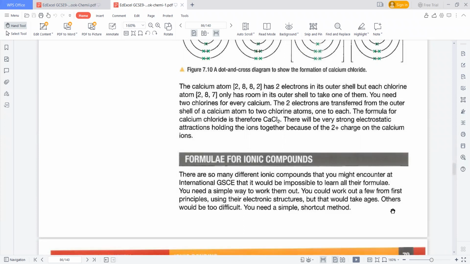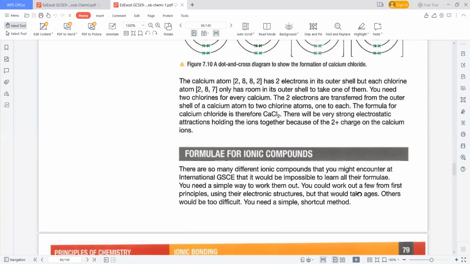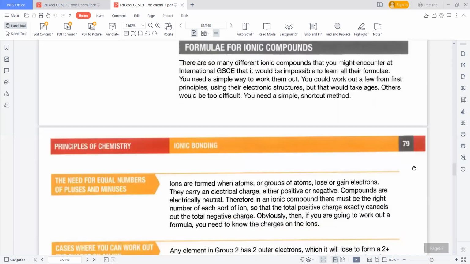Each chlorine is accepting one electron. So the ratio for calcium chloride would be 1:2. Simply put, calcium is donating two electrons, and each chlorine is accepting one electron. So here is the thing.